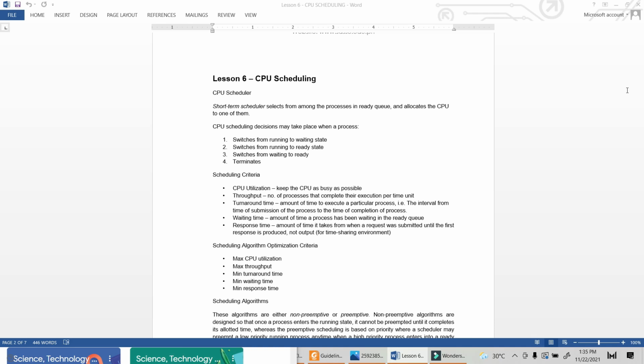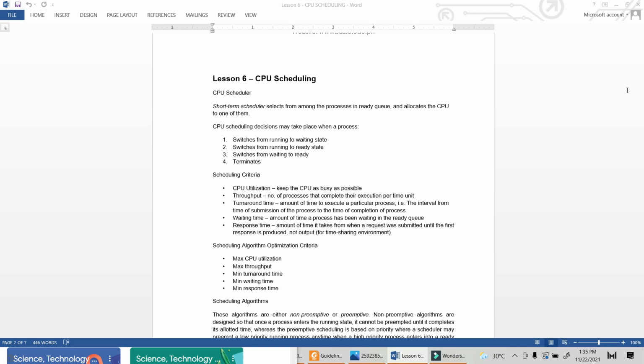We will discuss further what the scheduling algorithm is, and what methods are used in that algorithm. We will also go through what a CPU scheduler is. A CPU scheduler, or short-term scheduler, selects from among the processes in the ready queue and allocates the CPU to one of them.